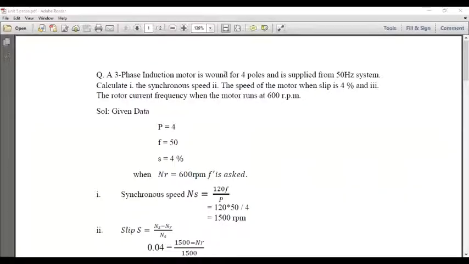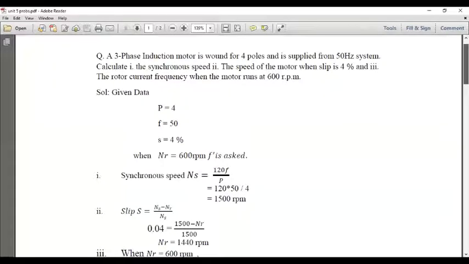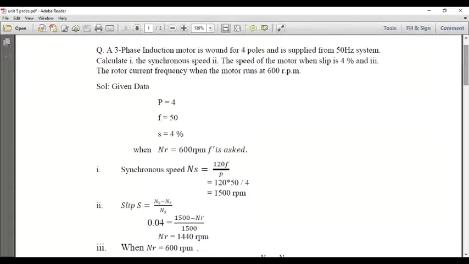Hi all, I am going to discuss the problems on three-phase induction motor, that is unit 5. Here in this problem, a three-phase induction motor is wound for 4 poles and is supplied from a 50 Hz supply. Calculate the synchronous speed, the speed of the motor when the slip is 4%, and the third question is the rotor current frequency when the motor runs at 600 rpm.